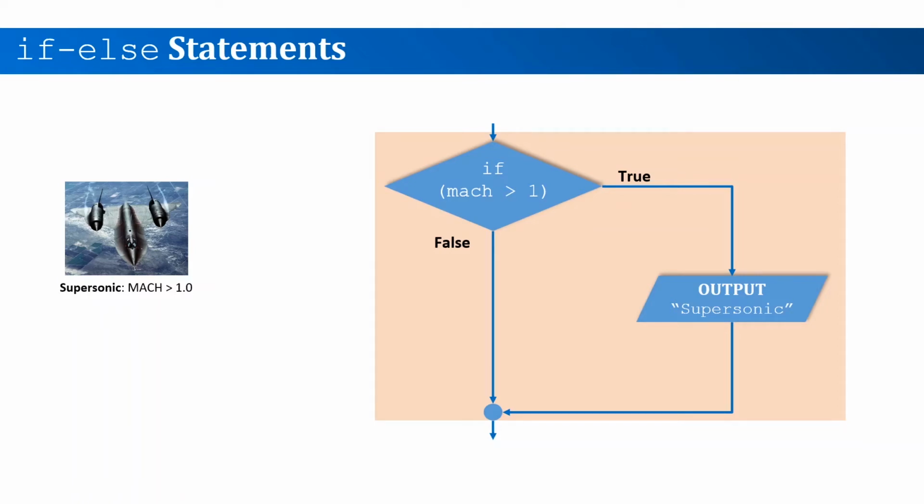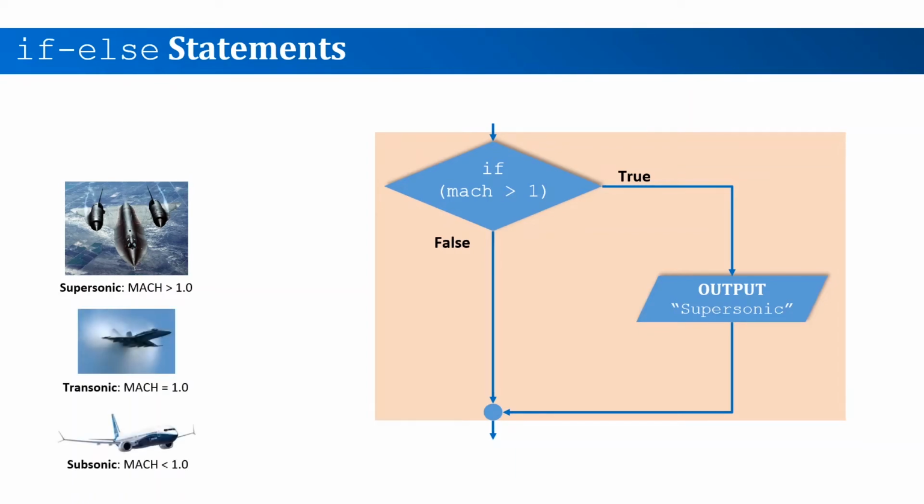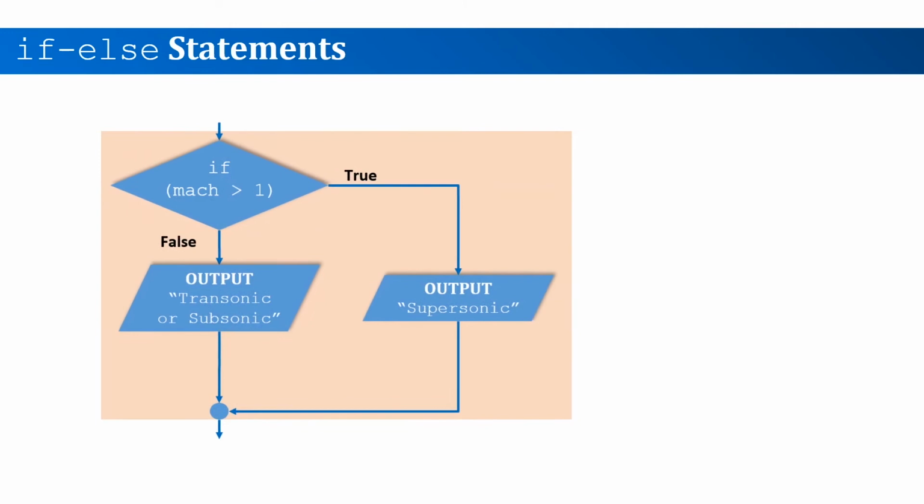Let's build on our example of classifying an aircraft's speed based on its Mach number. This time, we want to check what if Mach is not greater than 1. In this case, it could be either a transonic or subsonic aircraft. In the false branch, we can add an output that says just that. So how do we implement this in Java?